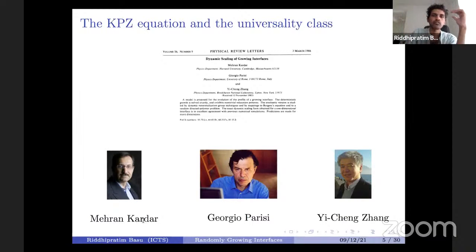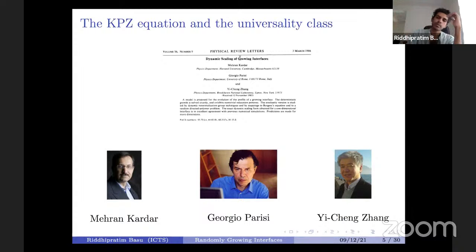If you are not from this area, you might not have heard of Kardar and Zhang, but you probably all have heard of Parisi because he was awarded the Nobel Prize in Physics last year. This is a screenshot of the first page of their paper from PRL in 1986, called Dynamic Scaling of Growing Interfaces. And I'm not exaggerating if I say that this is one of the most influential papers in statistical mechanics as well as probability theory over the last 35, 40 years.